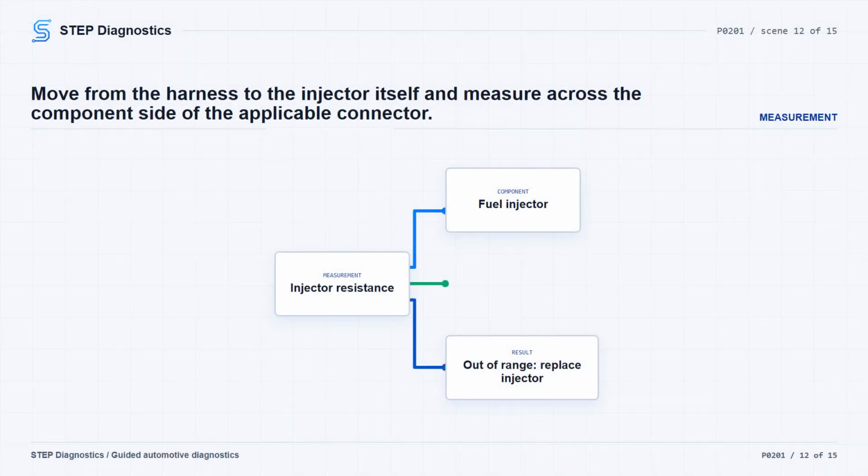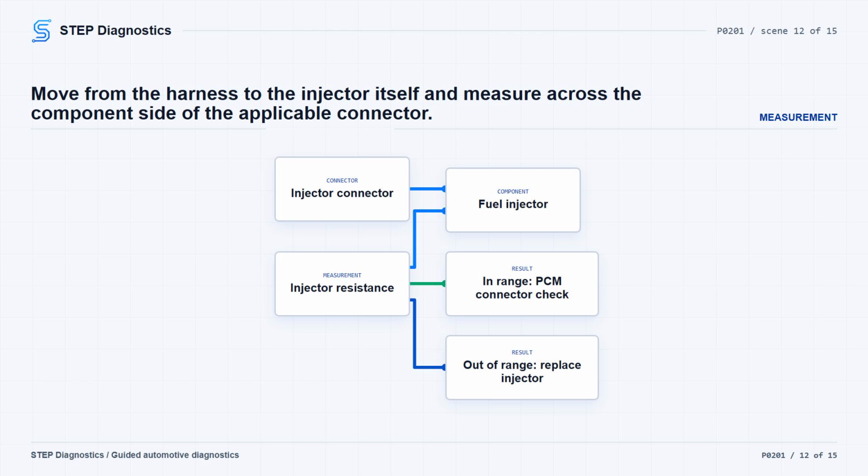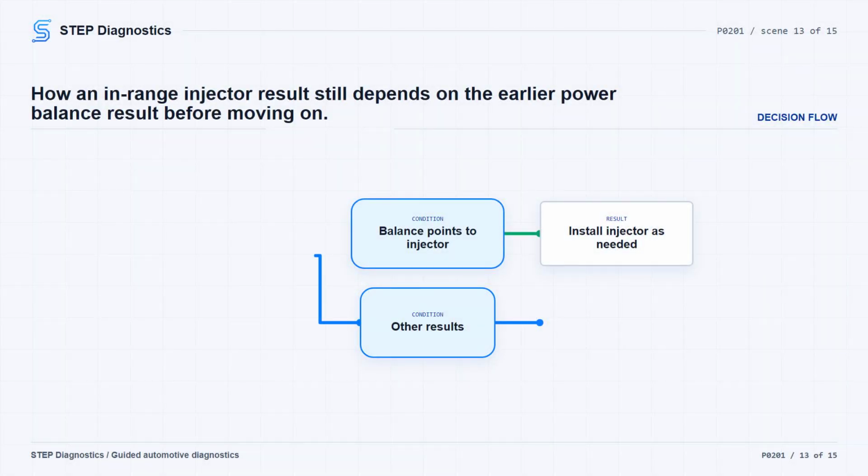Now measure resistance across the injector itself on the component side of the applicable connector. The injector should measure between 1 ohm and 3 ohms. If it is outside that range, install a new fuel injector as directed, reset the keep alive memory, and repeat the self-test. If the injector resistance is in range, use the earlier power balance result to decide the next move. If power balance still points to that injector, install a new fuel injector as necessary. Reset keep alive memory, clear the PCM codes, and repeat the self-test. For all other results, continue to the PCM connector check.